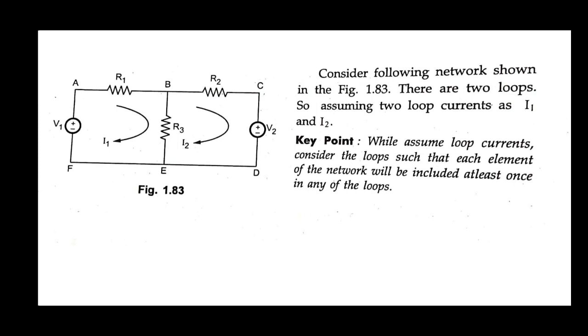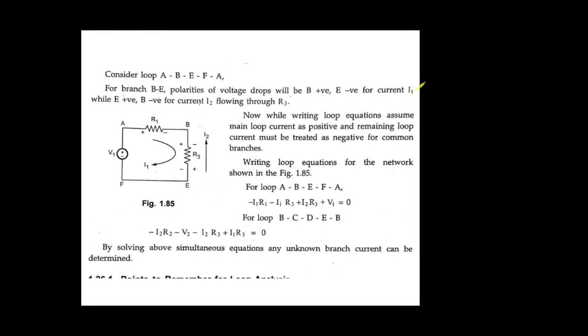So already we know that if two different currents are flowing, then the total current is the algebraic sum of the currents flowing in that branch. So what does algebraic current mean? I1 plus I2. While considering the loop, the next point, consider loop.